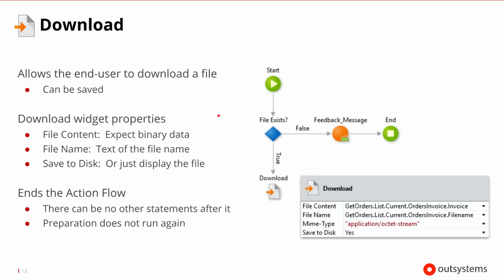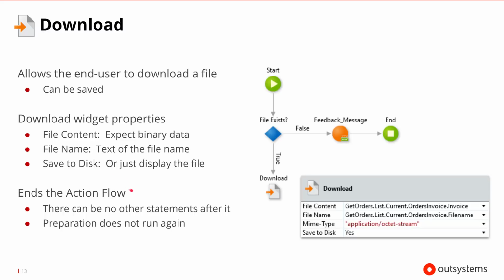So last but not least, when we're interacting with the screens, sometimes people will click on a button and we want to go ahead and allow someone to download a file. So sometimes a link or a button will give the user the ability to download files. The download widget will help us do that. It will have file content, which will be the binary data of the file. We should give the file a name, and then it has an attribute called save to disk. So we can either just try to display something if the browser knows how to display that type of file, or we can force it to say, hey, we expect this to be saved.